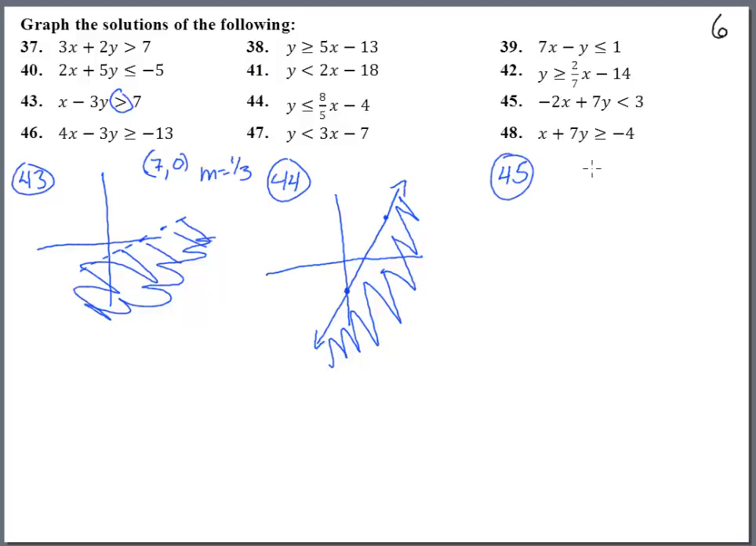Number 45. Negative 2x plus 7y is less than 3. If we get an x-intercept here, that's negative 3/2, 0, which would be about right there. And the slope here, shortcut from standard form, is 2/7. So we are up 2 over 7, and that says we are a dashed line.